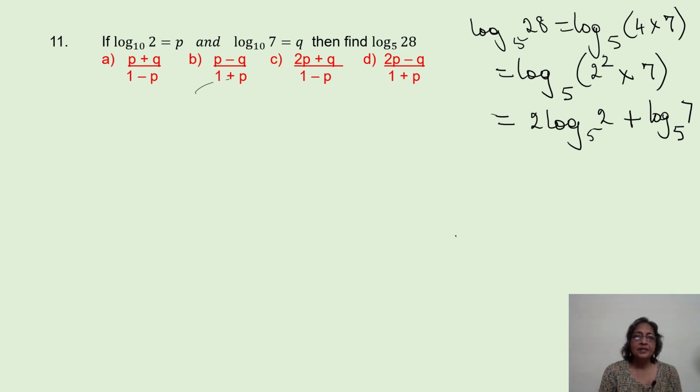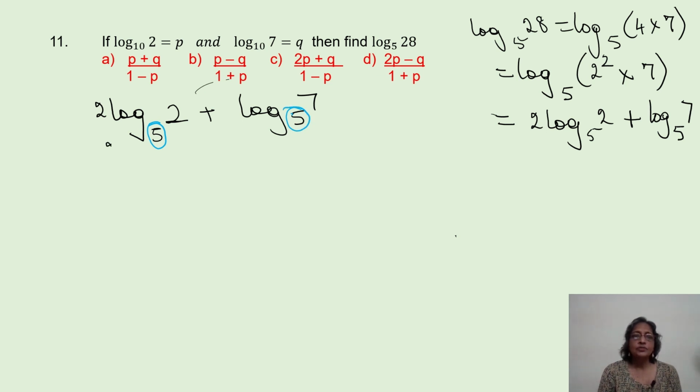I get this here as 2 log 2 to the base 5 plus log of 7 to the base 5. All right. But if you see what is given to you, it is all log 2 to the base 10. But what we have here is the bases are different here. That is, I have 5 and 5 as the base. So I need to convert this.